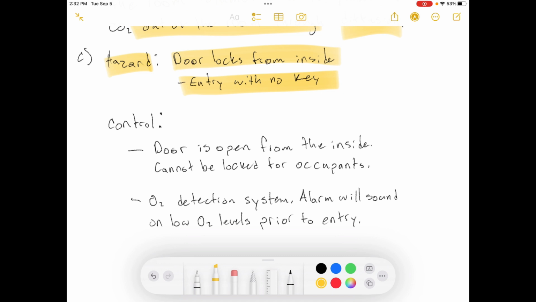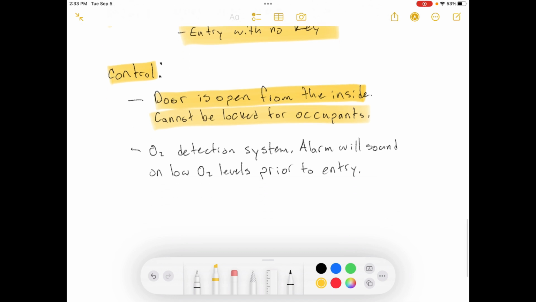Even if it takes the key to get in, what if you leave the key in the door? When you open the door, you accidentally leave the key in the door, you walk into the room, the door closes, your key's outside, you're inside, how do you get out? Right? You're stuck. Okay, that's one scenario. So a control for that is that the door is open from the inside. It cannot lock on the inside. You could always just use the handle and get out. Okay, so the room cannot be locked for occupants of the room.